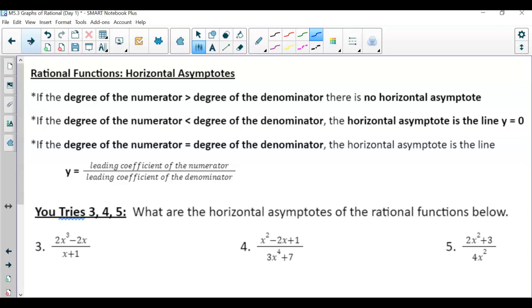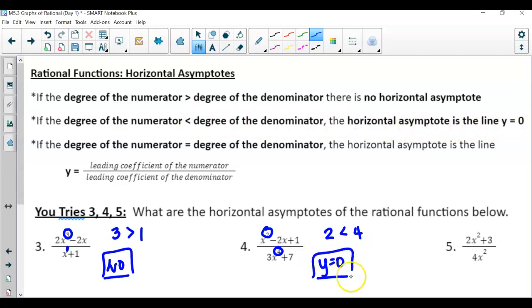And here we go. So identifying the highest degree here, we have 3 and 1. Well, 3 is greater than 1. So when it's greater than, you have no horizontal asymptote. Here the highest degree was 2 and 4. Well, 2 is less than 4. So when it was less than, it's just y is equal to 0.